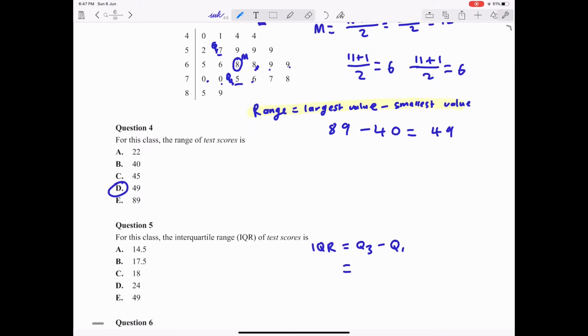So now we just got to plug the values of Q3 and Q1 into the interquartile range formula. So 75 minus 57. Put that on your calculator, which is equal to 18. So therefore C is the correct answer.